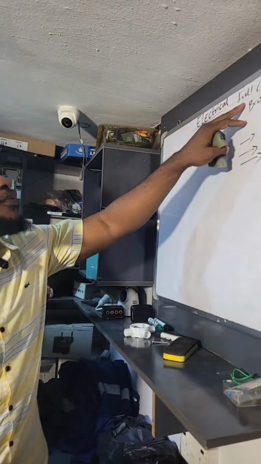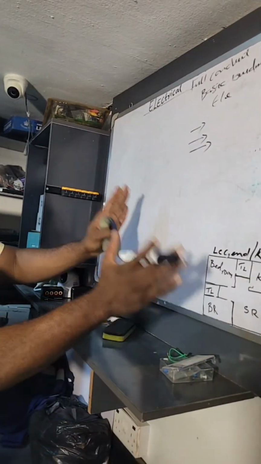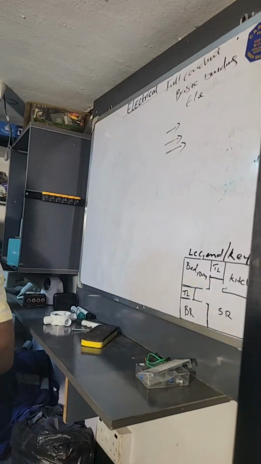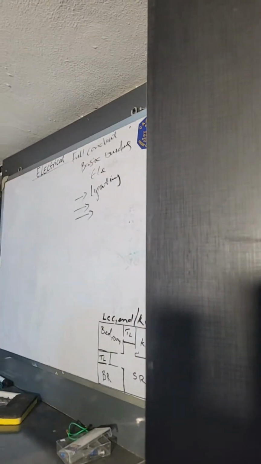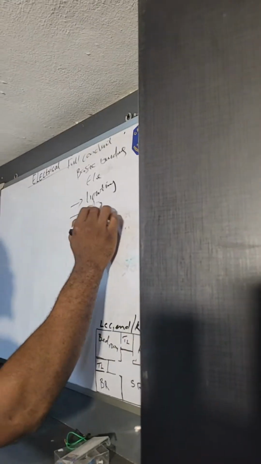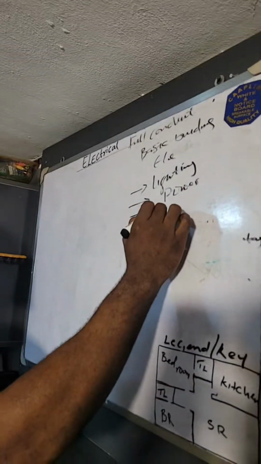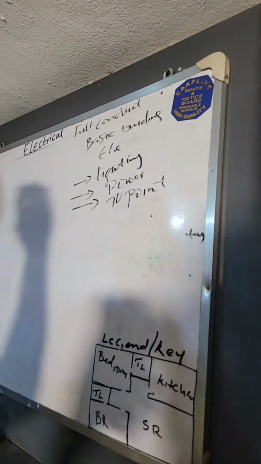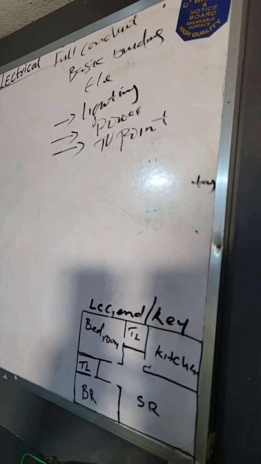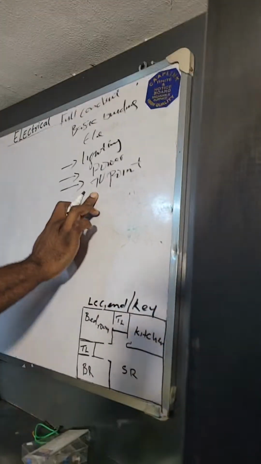Full conduit to have basic building electrical. I'm not talking about basic building structure. Basic building electrical. We'll have the lighting points. We'll have the power point. You understand? And we'll have the TV point. These are the three basic ones. Now, lighting point, power point, and TV point.